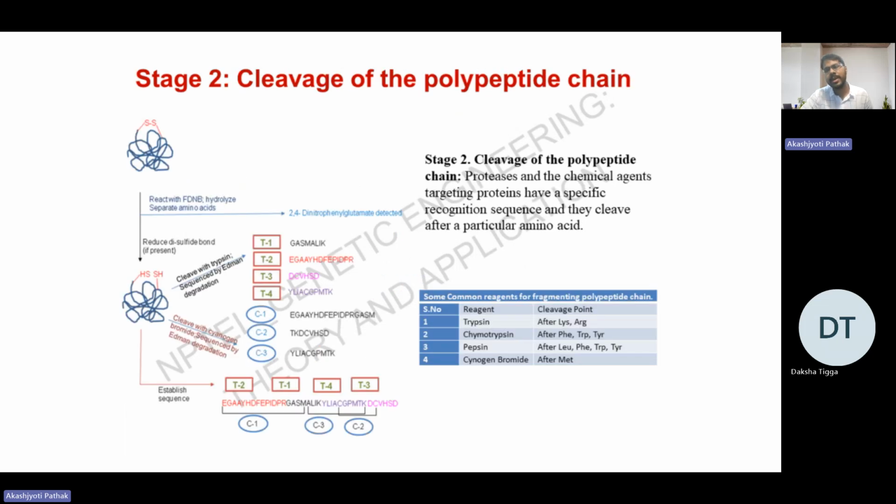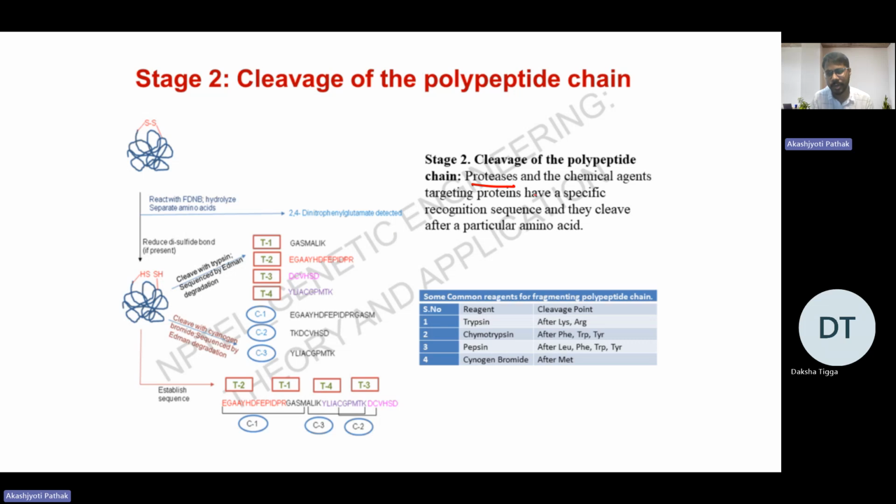Once your disulfide bonds are reduced, the next step is what? The next step is to cleave the polypeptide chain. So how can you cleave the polypeptide chain? You can treat it with proteases. Okay. So what are proteases? Proteases are agents which will cleave your protein.